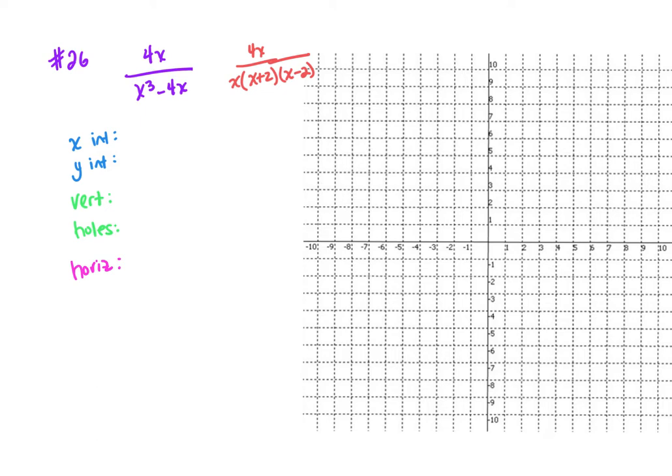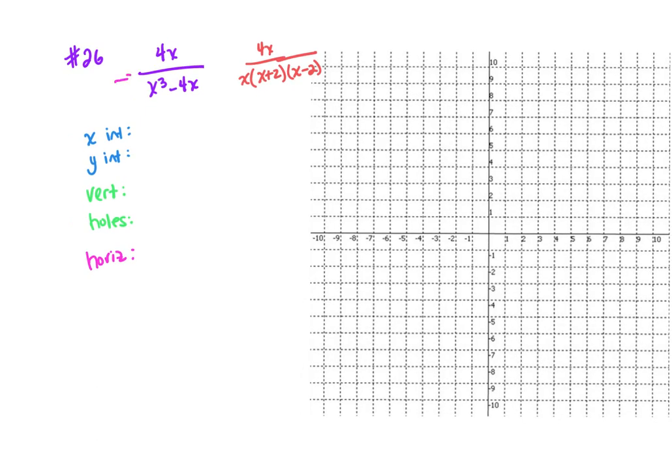from the way I wrote it. Horizontal, the reason I start here is because I start with it when it's unfactored. All right, because I am looking at my degrees. All right. So my degree on bottom is larger than my degree on top. So what does that tell me about my horizontal? What is that going to be? My degree on bottom is bigger than on top. Yep, that's when y equals zero. So my horizontal is going to be right here at y equals zero. All right. Make sense?